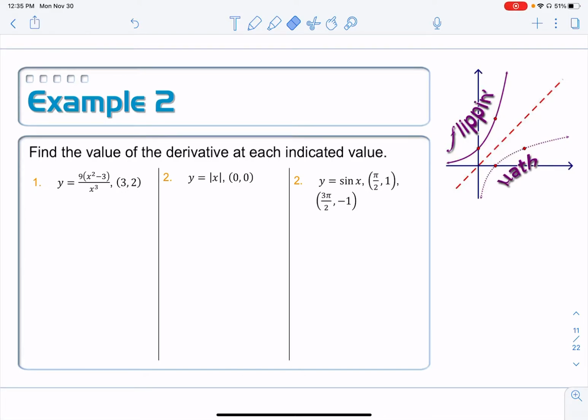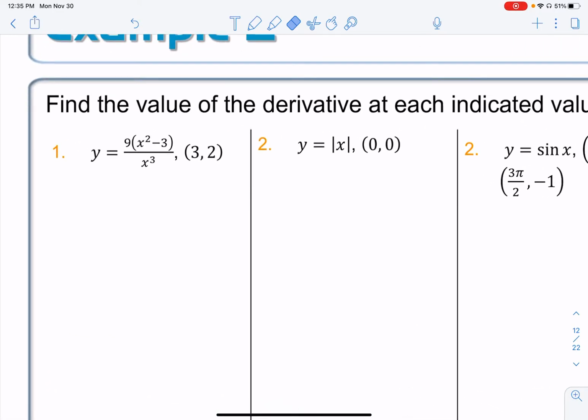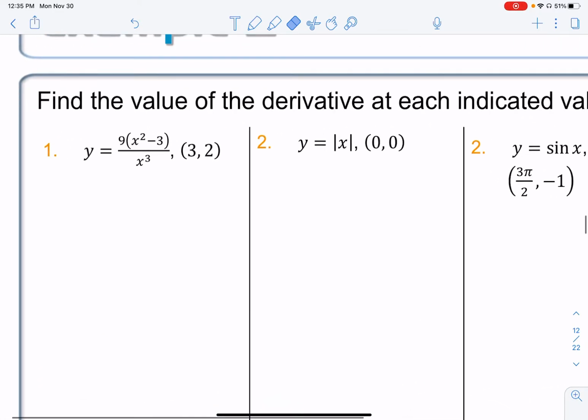For example 2, find the value of the derivative at each indicated value. So the first one, I've got y is equal to 9 times x squared minus 3, all of this divided by x to the third. We want to find what is the value of the derivative specifically at 3, 2. So do I need to use the quotient rule on this?